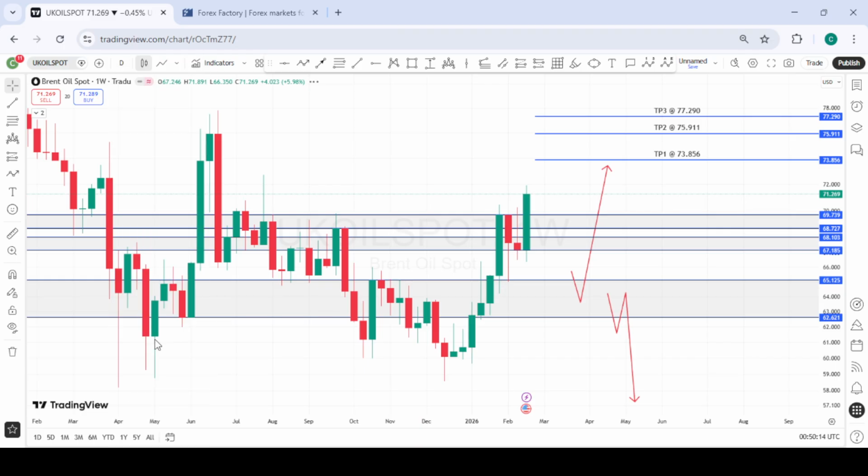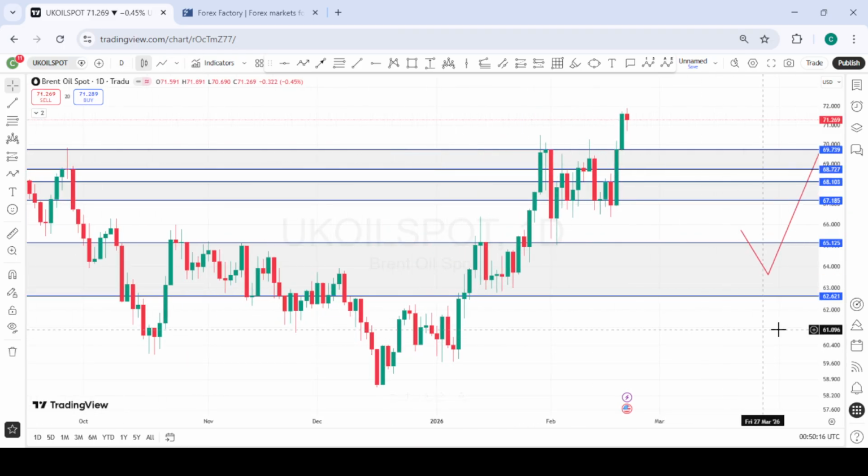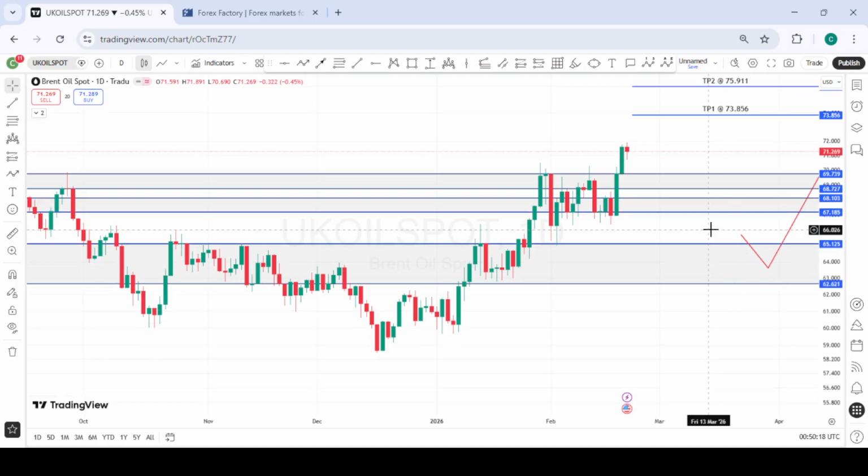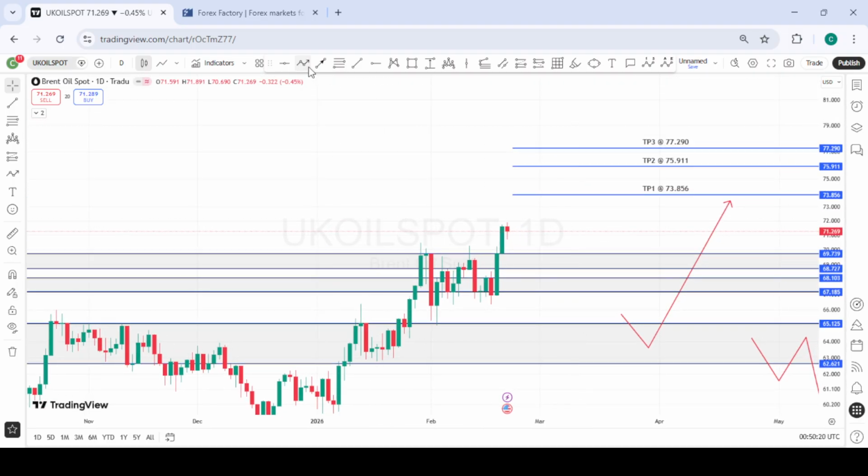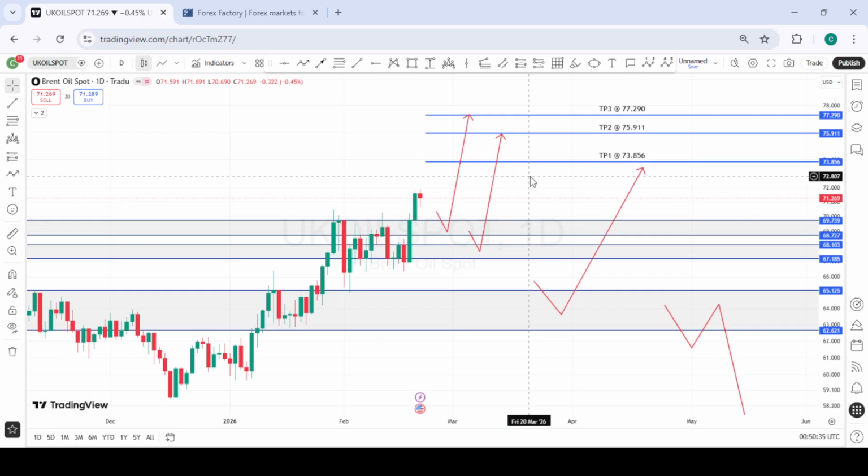So going into next week, what we'll be looking out for is a possible pullback into these two areas of interest we have here, and then we target the targets we have above. So we are looking for a possible pullback to this very first area of interest, and we look for buying opportunities to these targets we have. Should price pull back to the second area of interest below, we will still be interested in looking for buying opportunities to the upside.